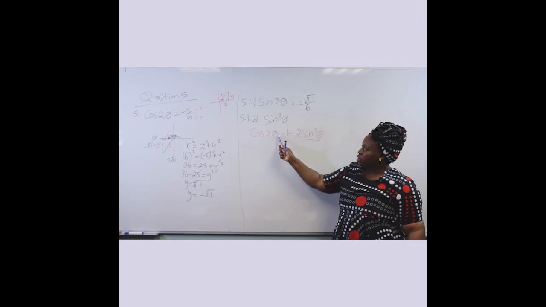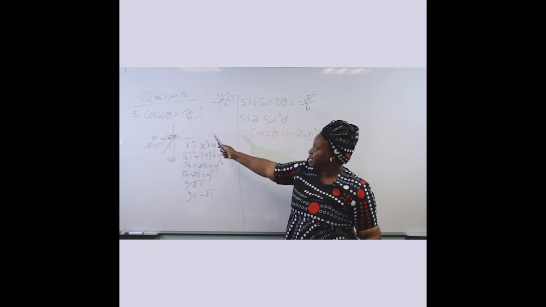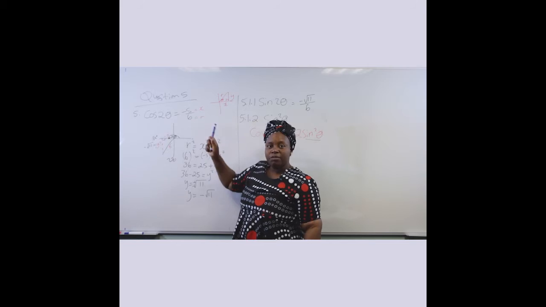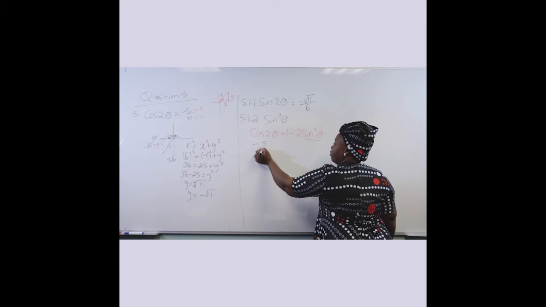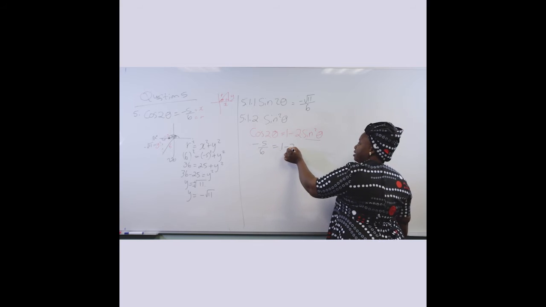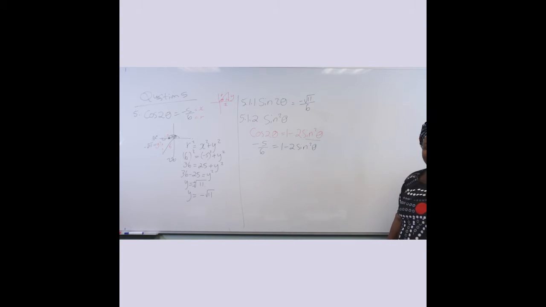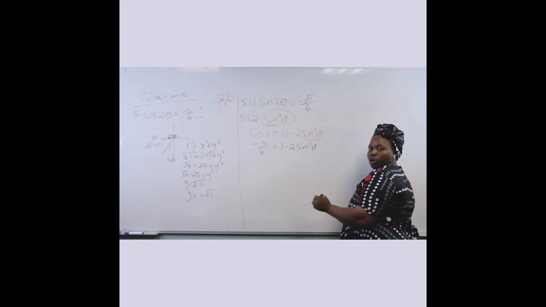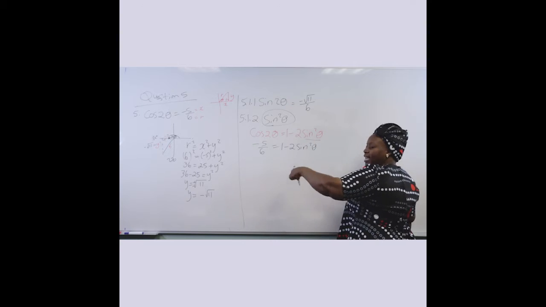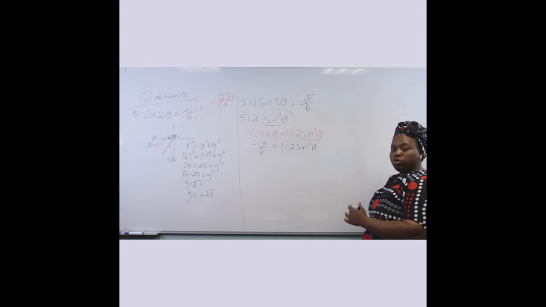What is cos 2 theta? Cos 2 theta was given to me as negative 5 over 6 there in the first statement. So that's what I'm going to do. I'm going to substitute it by negative 5 over 6, and I have 1 minus 2 sine squared theta. Remember, we are looking for sine squared theta. So this is our key where we want to go. Okay, so we'll have to work it out, play it around until we have sine squared theta equals something.